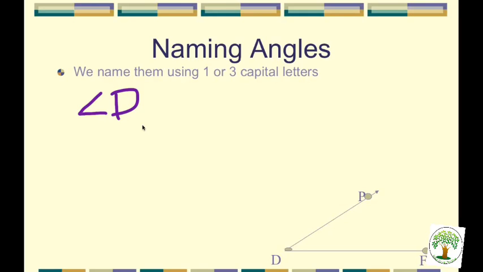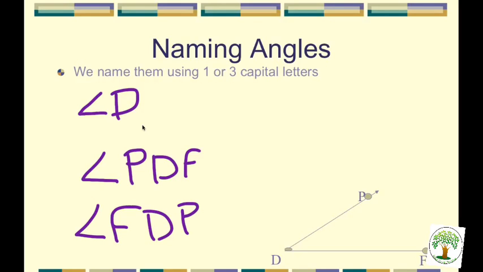The other way, we can use all three letters, and they have to be in the right order. We're still going to put the angle symbol. We're going to start with one of the points that's not the vertex. I'm going to start with P. The vertex must be the middle one, and then the other one is there. What's another way I could have named that? If I didn't start with P, I could have started with F, and it would have been angle FDP.